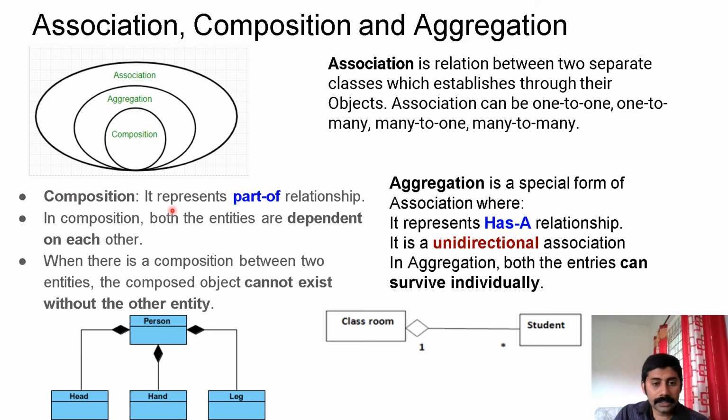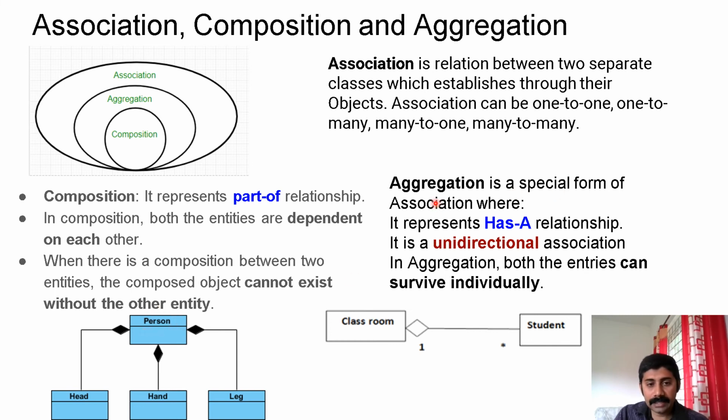Composition represents a part-of relationship. In a composition, both entities are dependent on each other. When there is a composition between two entities, the composed object cannot exist without the other entity. It is a part-of relationship. A person has different body parts like head, hand, leg. A person without a head is meaningless. So the existence is dependent upon each other.